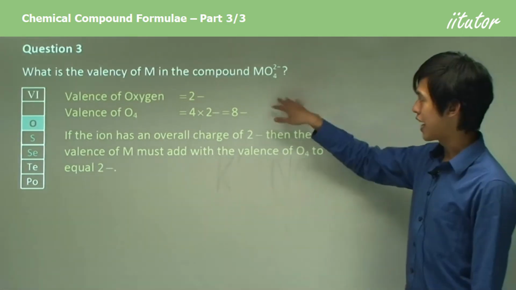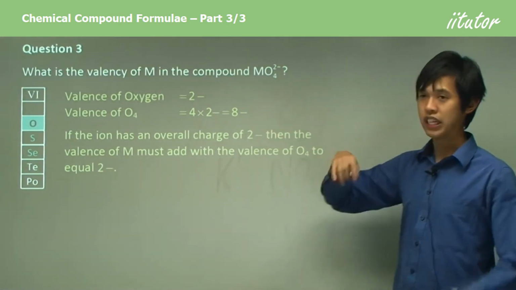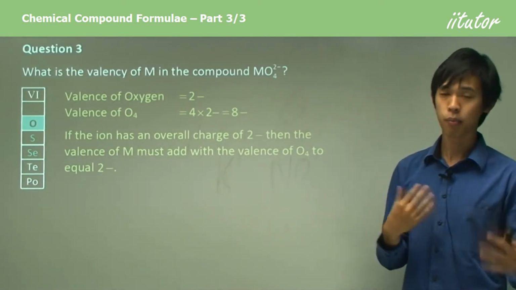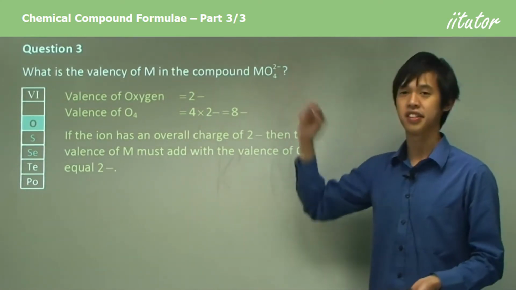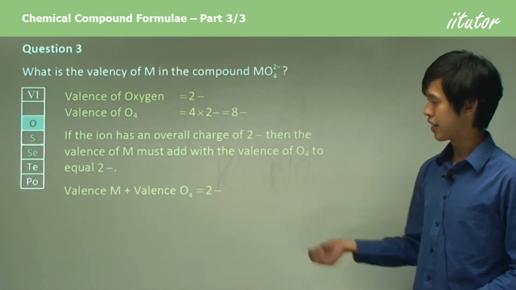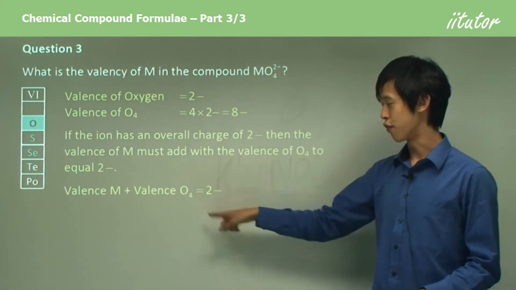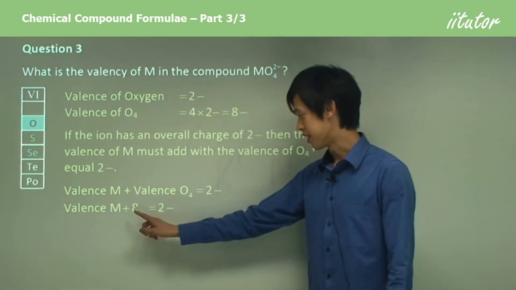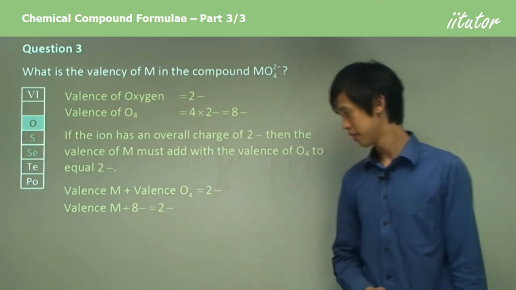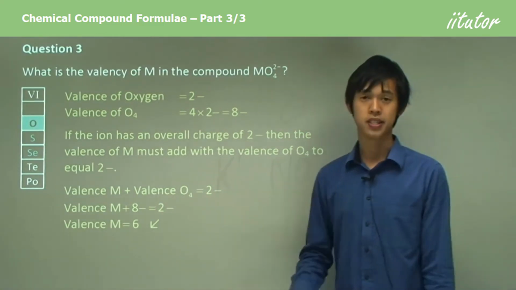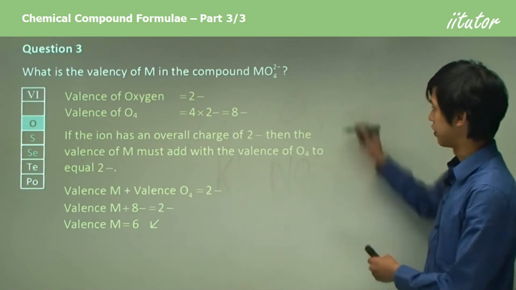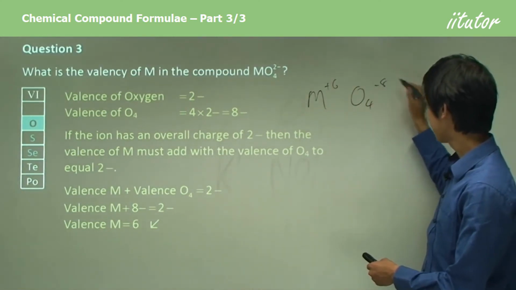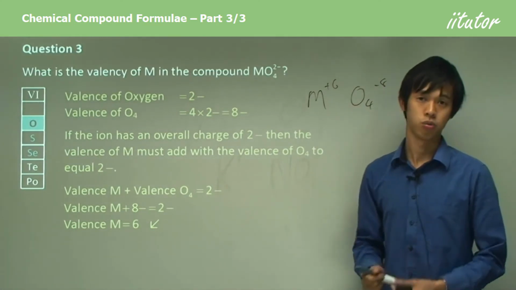So if you've got 8 negative charges, and in total, what you can see from the outside is 2 negative charges, there has to be some number of positive charges cancelling out some of these negative charges. So the valence M plus the valence O4 has to equal 2-. So the valence M plus 8- equals 2-. And so the valence of M must be plus 6. Let's have a look. M plus 6, O4 -8, and if you do the maths, you'll get -2.